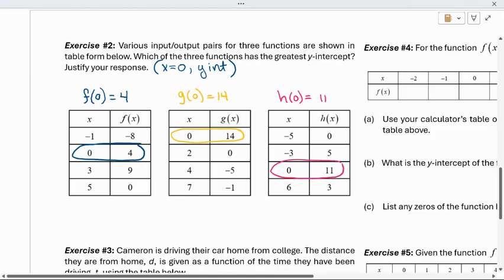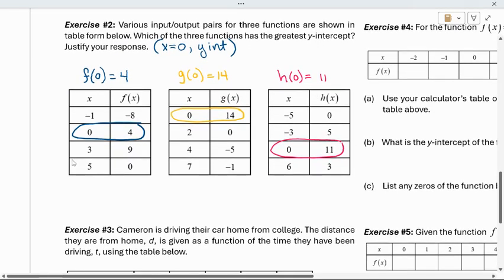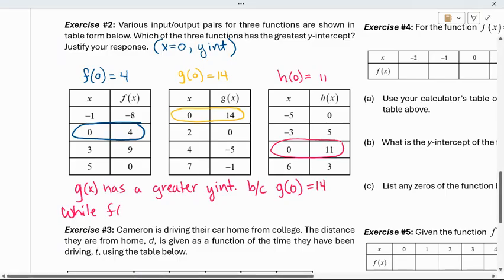Which one of those is greater? Which one has a larger number? F of x, g of x, or h of x? G of x. G of x has a greater y-intercept because g of 0 equals 14, while f of 0 equals 4 and h of 0 equals 11.